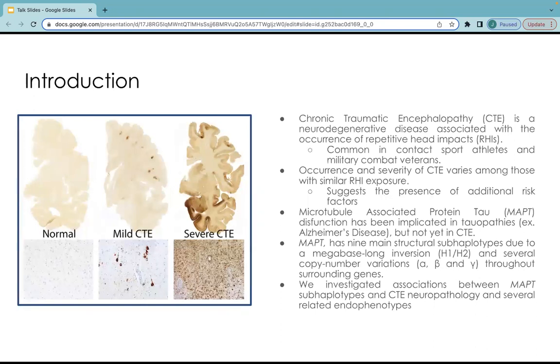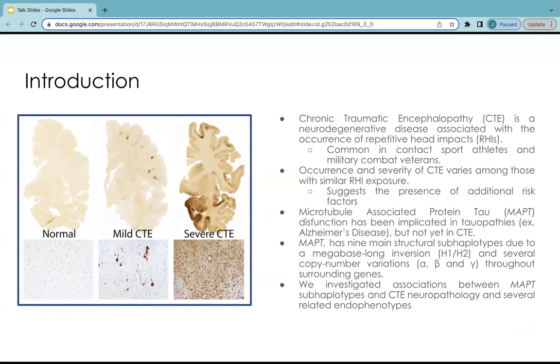So for a little background on CTE, chronic traumatic encephalopathy, or CTE, is a neurodegenerative disease that is associated with repetitive head impacts, or RHIs. CTE is characterized by the accumulation of hyperphosphorylated tau lesions, much like other neurodegenerative diseases. Most individuals with CTE have reported playing organized contact sports, such as American football, or have served in the military.